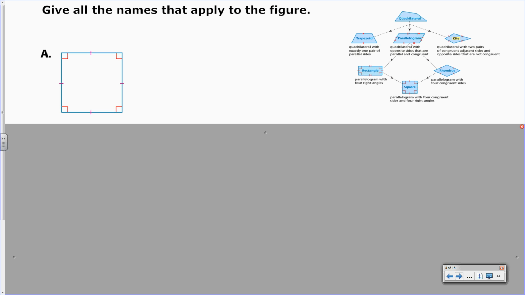Okay, this is not on your notes, but this is practicing using the chart that is on your notes. So looking at your chart, I want you to tell me all the names that apply to this figure. Now, each of the sides are marked the same, and they're all right angles. So you write down what you think this is, and then I will show you.